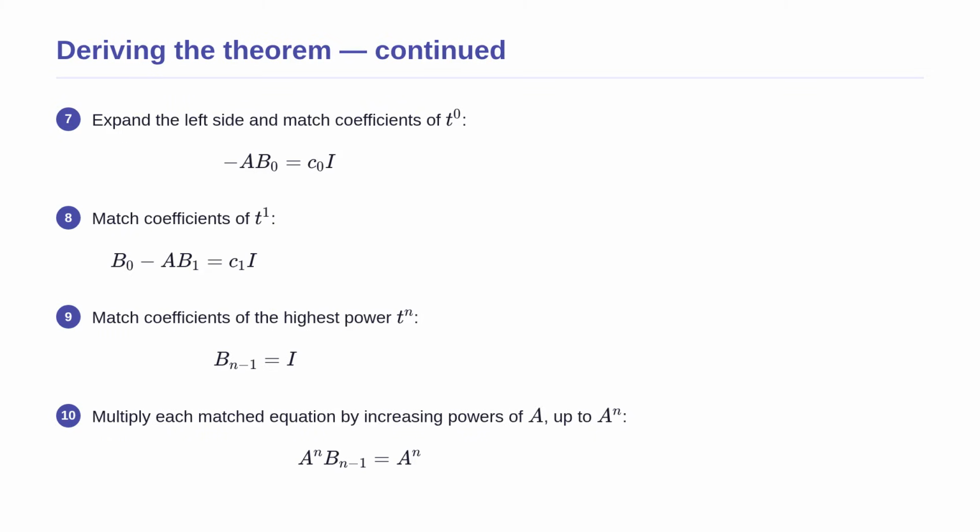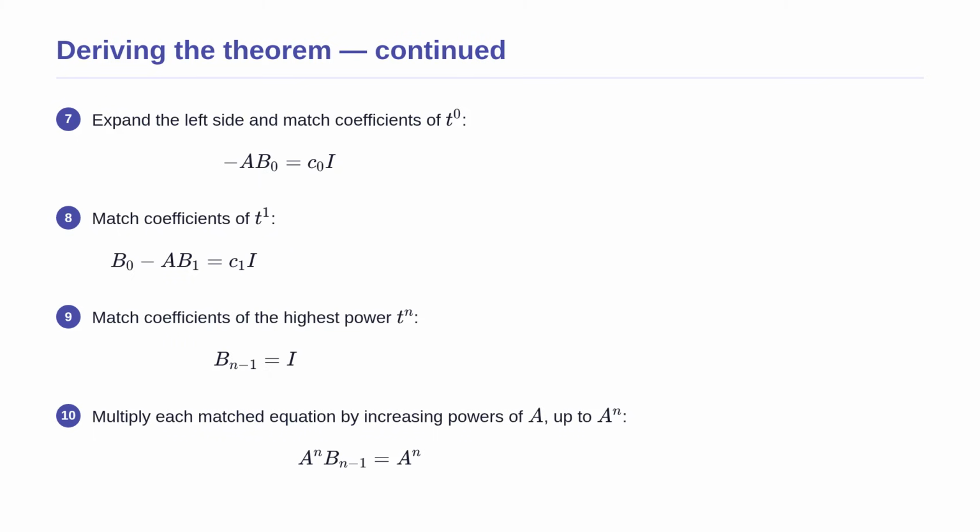To make sense of this massive equation, we imagine expanding the left side and matching the coefficients of identical powers of t from both sides. The constant terms give us our first equation. The terms multiplied by t give us the second. And this logical pattern continues all the way up to the highest power.